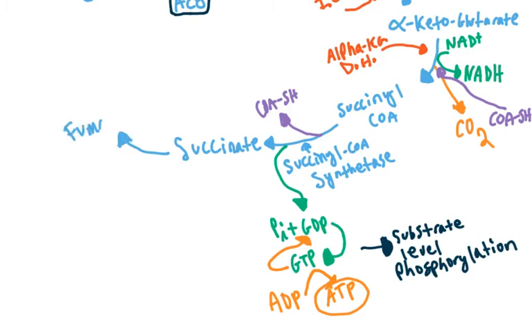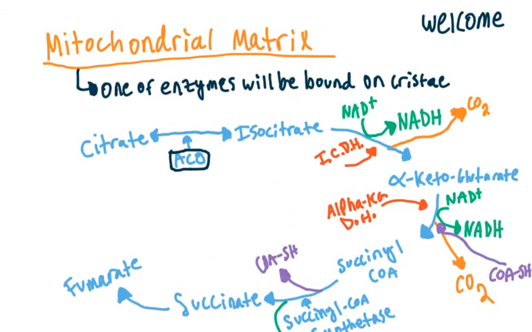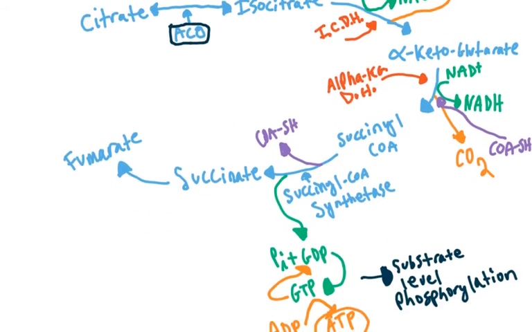Now, this is the little exception that we were talking about when we were talking about everything happening in the mitochondrial matrix. This enzyme that converts succinate to fumarate is actually going to be bound on the cristae, and it's also going to be used in the electron transport chain as well. So this enzyme is going to be called succinate dehydrogenase. And succinate dehydrogenase is going to be the one to catalyze this reaction between succinate and fumarate.